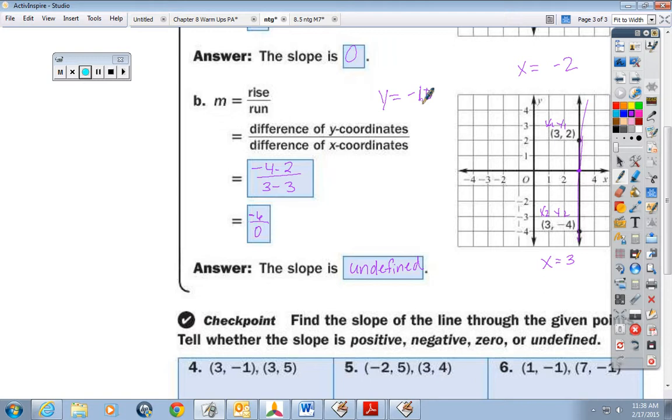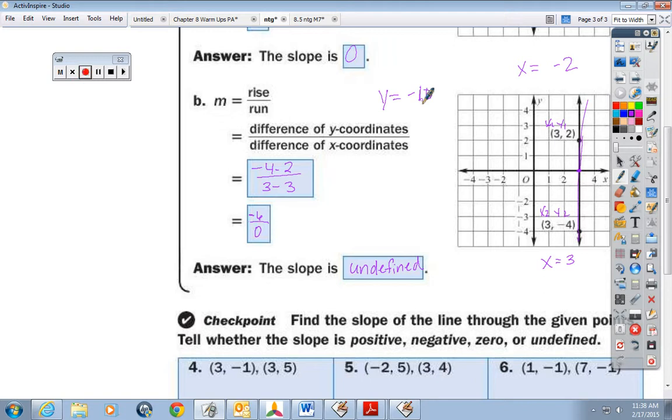For a vertical line, there is a change up and down, but there is no change left and right. And it is an undefined line. So you've got to understand the difference between a zero slope and an undefined slope. Now, positive and negative slopes are pretty easy. If it doesn't have a negative sign, it's a positive slope. If it has a negative sign, it is a negative slope.